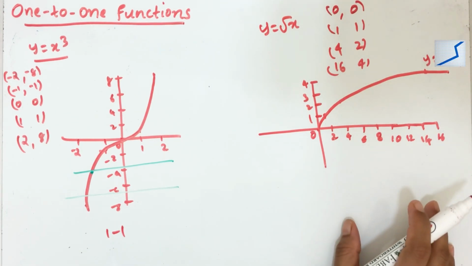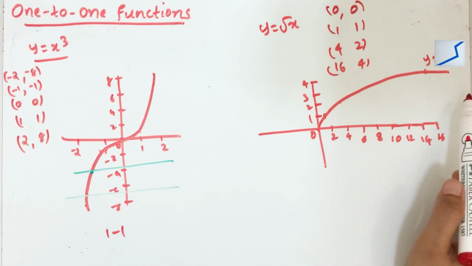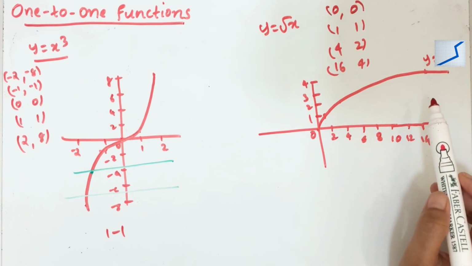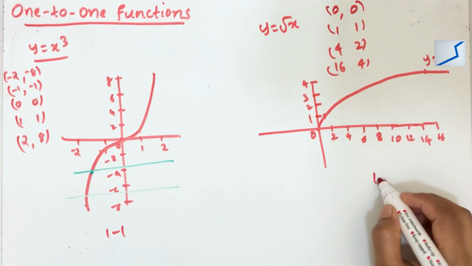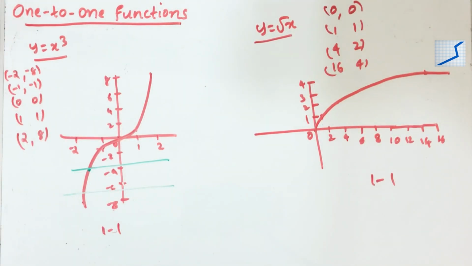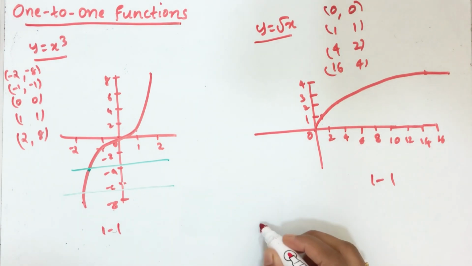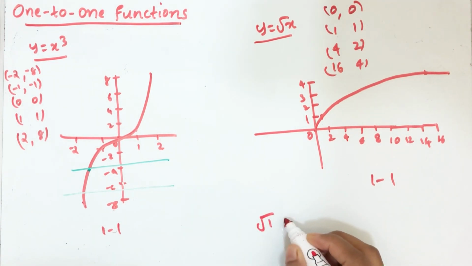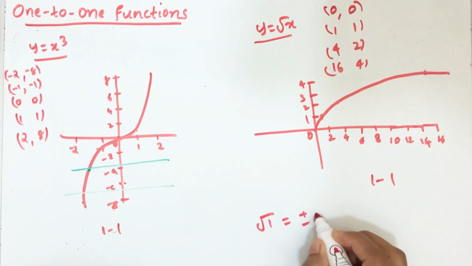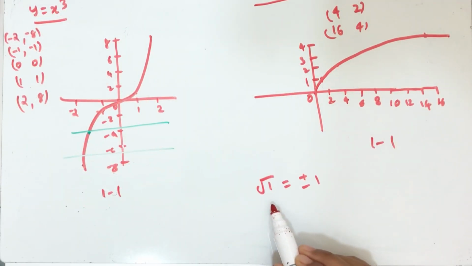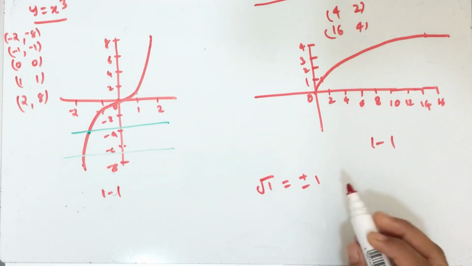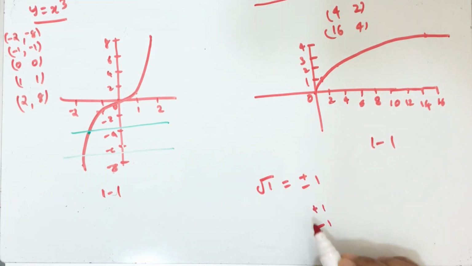I'm making a rough sketch only. Here also, if we take any horizontal line, it meets the graph at most once. So this function is also one-to-one. Do you have any doubt how y equal to root x becomes a function? See, what is the value of root 1? Is root 1 equal to plus or minus 1? Then one element of x maps to two elements in y, that is plus 1 and minus 1. Then it cannot be a function. So we are considering only the principal square root, that is, non-negative square roots.